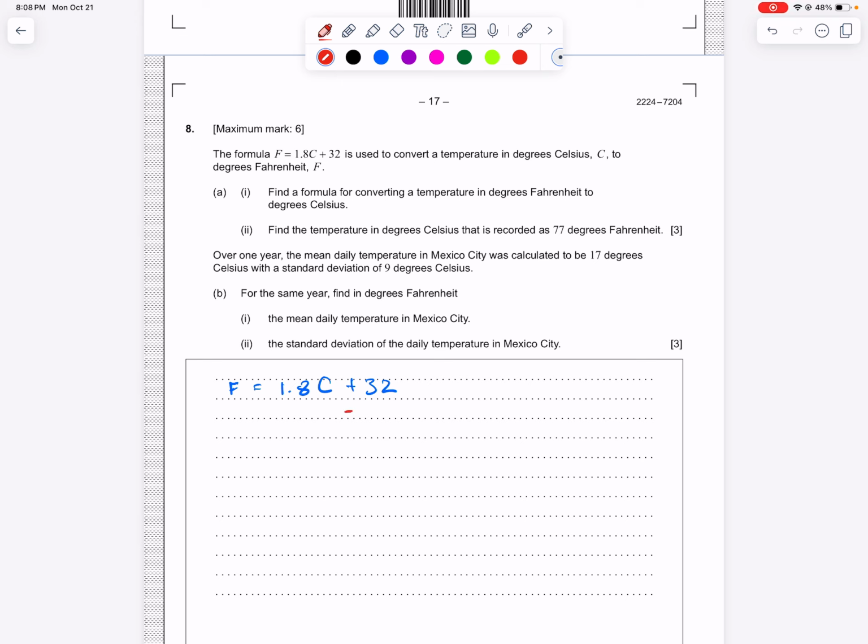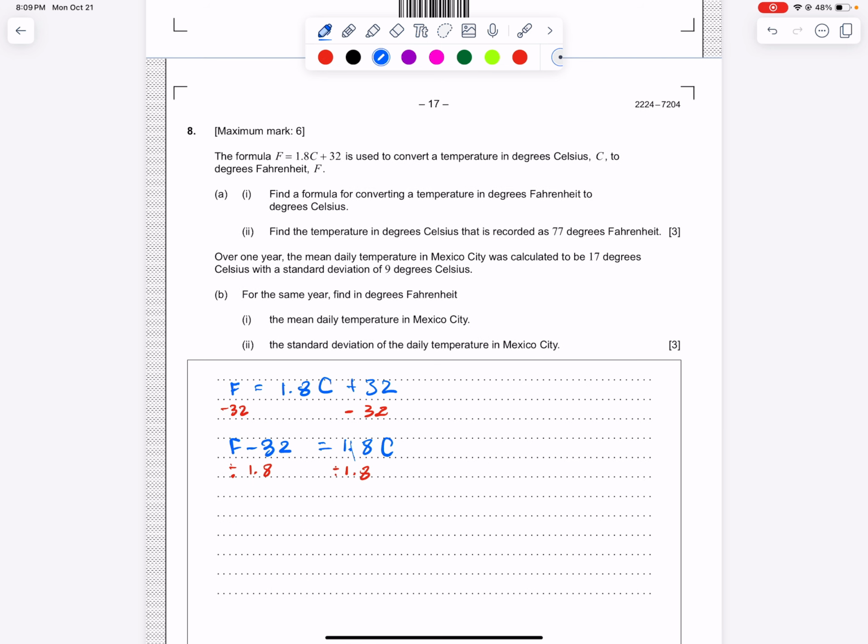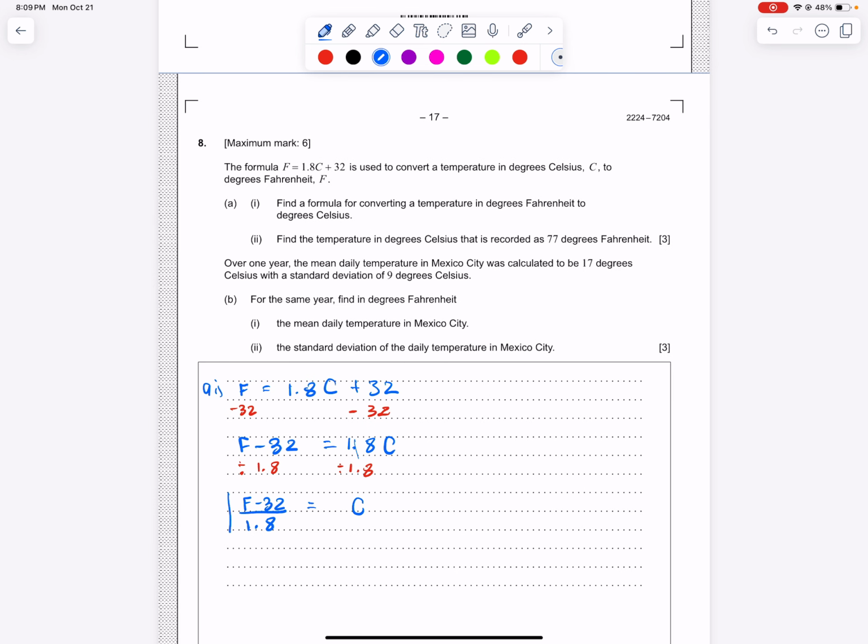So the first thing we have to do, going backwards, subtract 32 from both sides. And so we get Fahrenheit minus 32 equals 1.8 times Celsius. And so inverse operations, once again, we have to divide that by 1.8, and whatever we do to one side, we have to do to the other side. And so we get that C is equal to F minus 32 over 1.8. All right, so that is the answer for A1. And we can move on to A2.